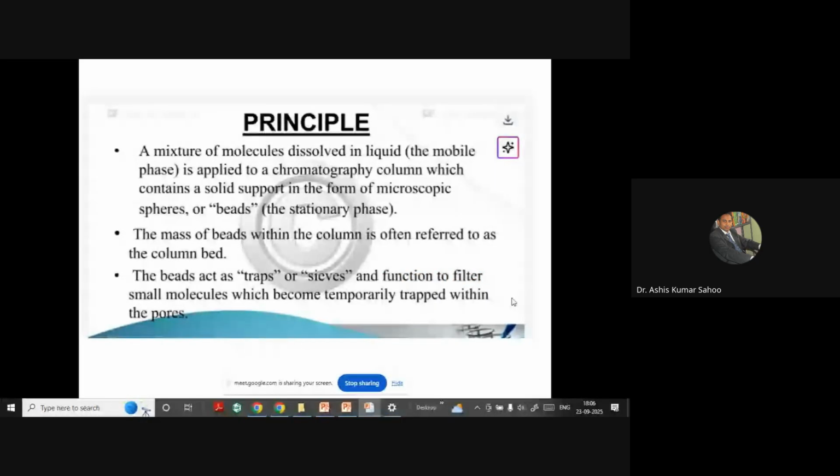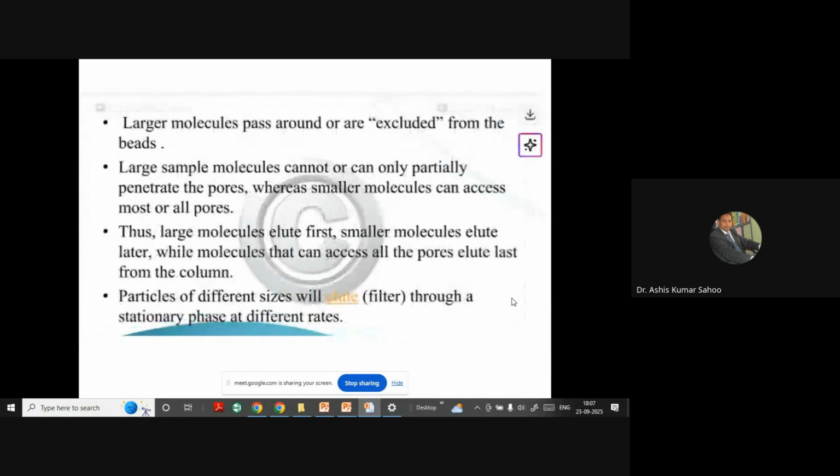So what is the principle of size exclusion chromatography? A mixture of molecules dissolved in liquid, the mobile phase, is applied to a chromatographic column which contains a solid support in the form of microscopic spheres or beads. The mass of beads within the column is often referred to as the column bed. The beads act as a trap, filtering small molecules which become temporarily trapped within the pores. Larger molecules pass around or are excluded from the beads. Large sample molecules cannot or can only partially penetrate the pores, whereas smaller molecules can access most or all pores.